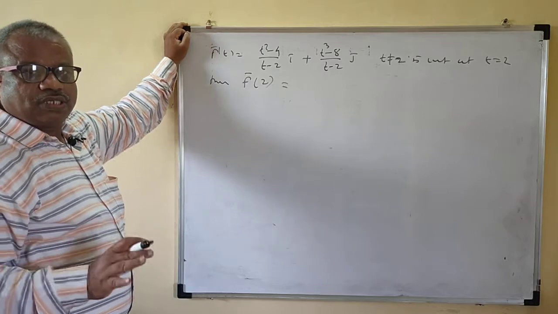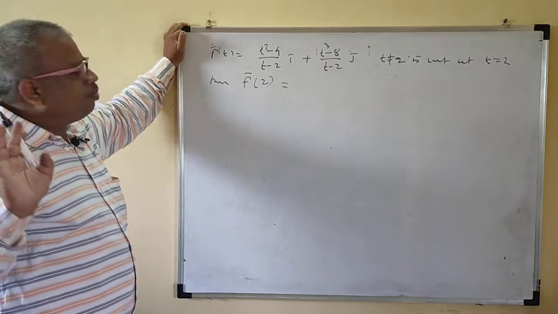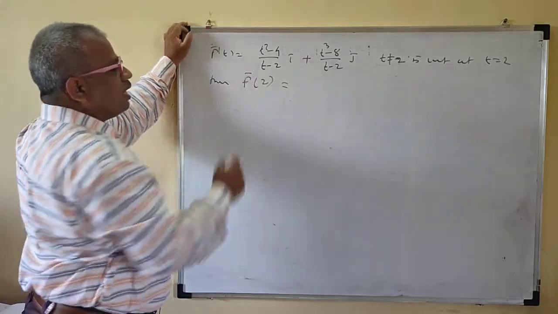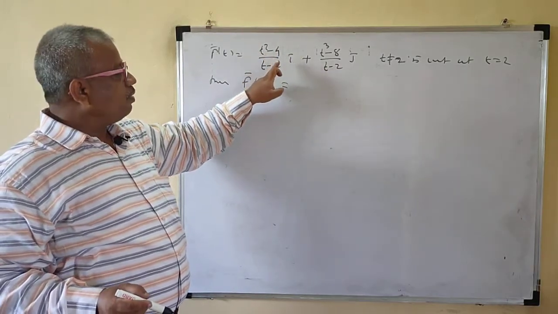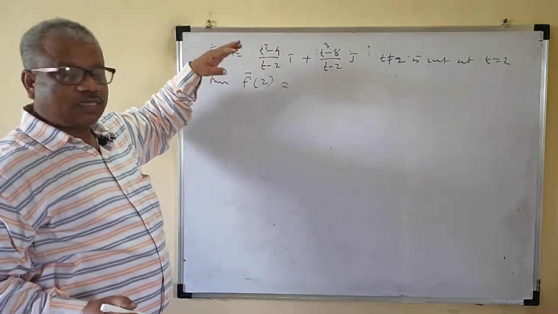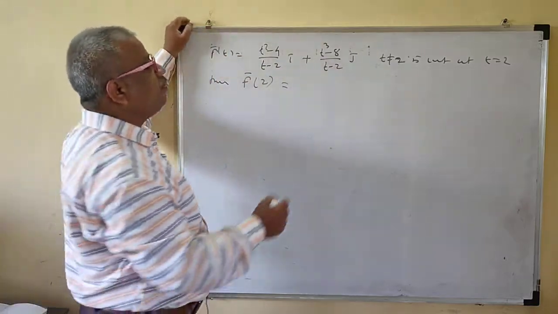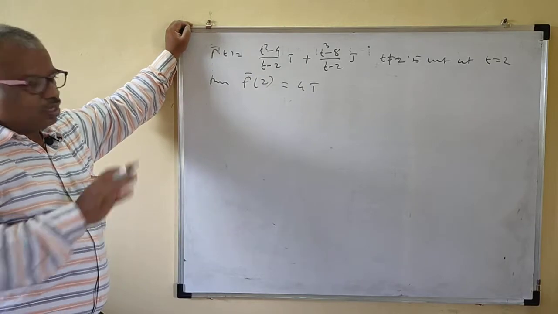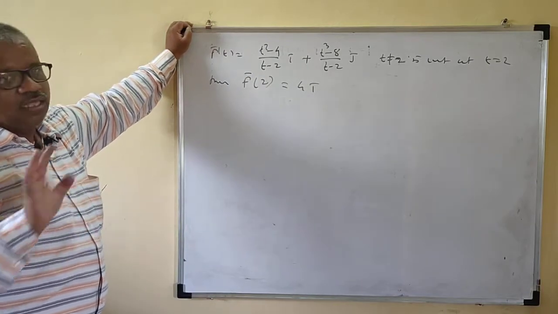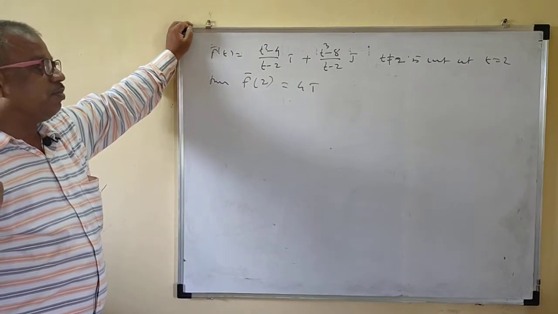If all the options are distinct, just find the first component only. So you can factorize this: t square minus 4 is t plus 2 times t minus 2, and t minus 2 cancels. That means this is 4 i bar. Check whether 4 i bar is okay. If there are two options with 4 i bar, then you need to find the second component also.